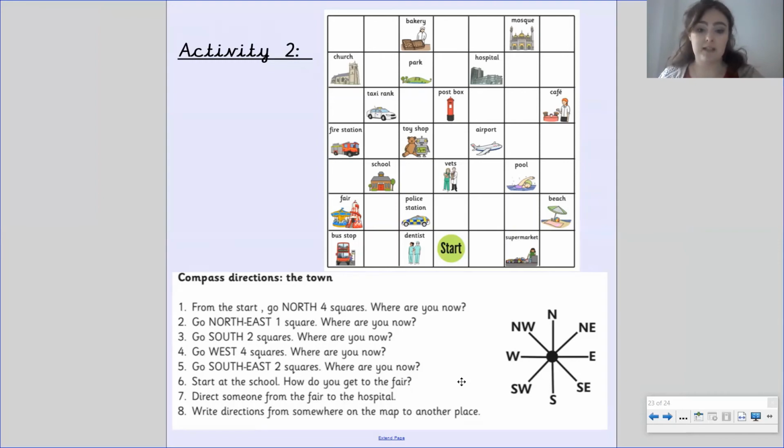Then question number 6 says you need to start at the school. How are you going to get to the fair? So you need to tell me how you'll get from the school to the fair. Number 7, you need to direct somebody from the fair to the hospital. And number 8, you need to write directions from somewhere on the map to another place. So you need to pick a place on the map and then write somebody directions to get to another place. So you could say you're going to start at the toy shop and you want to get to the cafe. How are you going to get there? Write directions for it. Pause the video if this is the activity that you are going to complete.